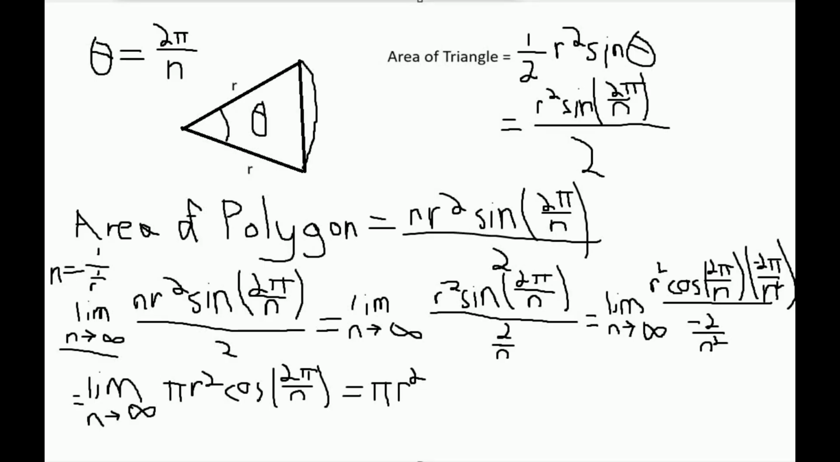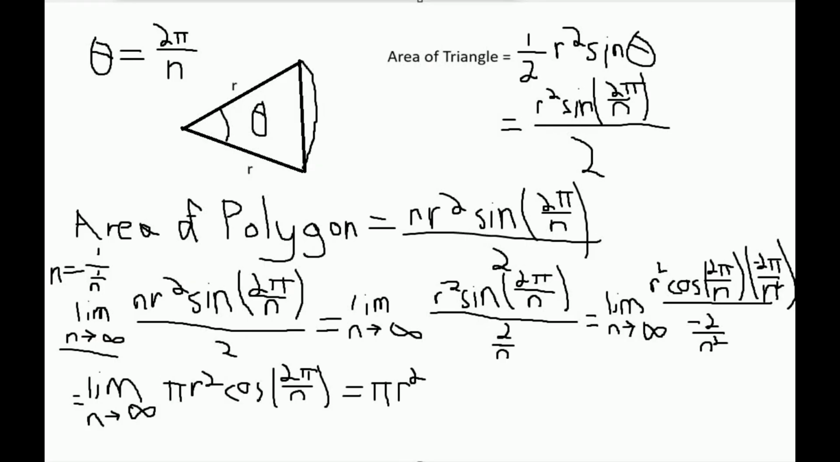What happens here is we have R squared sine 2 pi over n, over 1 over n. Let's look at the numerator. So the angle is essentially going to 0 and sine of 0 is 0. So the top is going to 0. 1 over n, well, as n goes to infinity, that's just going to go to 0. So what we have here is a case where it's indeterminate, and you can use L'Hopital's rule.